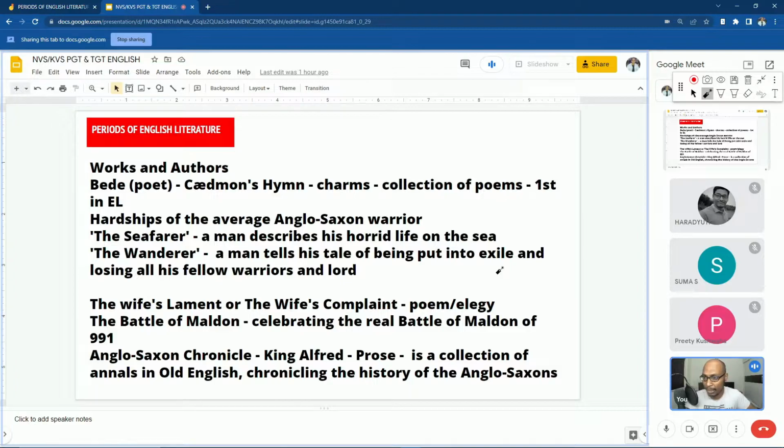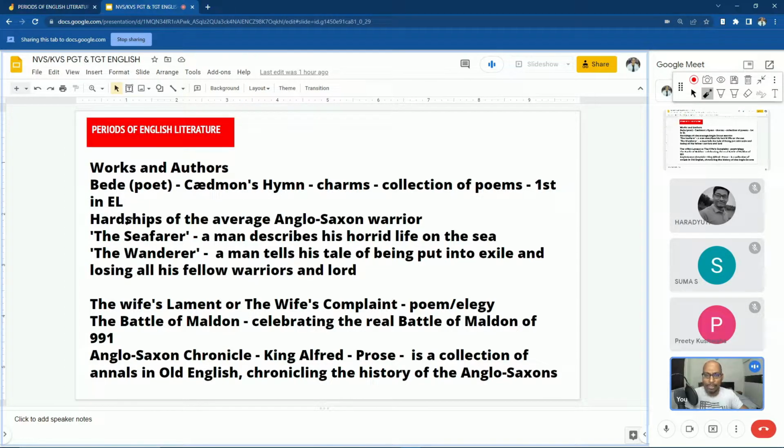We have some important poets and literary figures. Bede is a poet. He wrote Caedmon's Hymns. The pronunciation might be different. He wrote Charms and Caedmon's Hymns, and this is a collection of poems. So what is this collection, Caedmon's Hymns, Charms? This is a collection of poems written by Bede, and these are the first poems written in English literature.